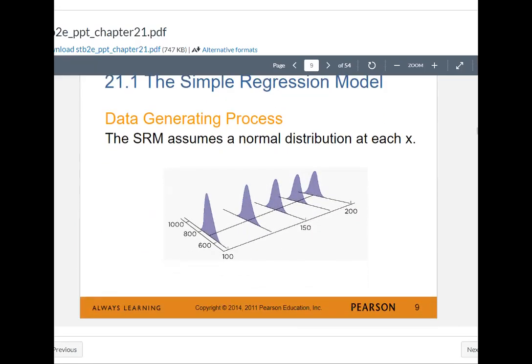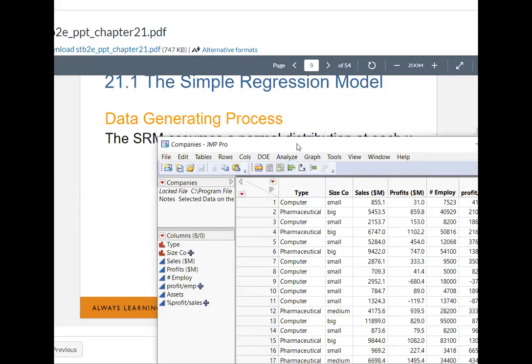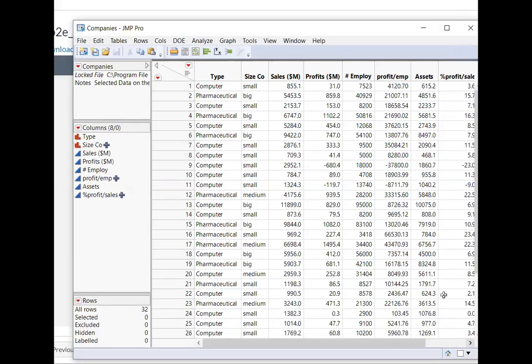So let's just go back to JMP and check a few things very quickly. Let's say the response variable is sales. So we're going to work on a simple regression model. In the simple regression model, you remember that your response variable is a continuous DV. Your explanatory variable or IV is also continuous. So it's a relation between two continuous variables.